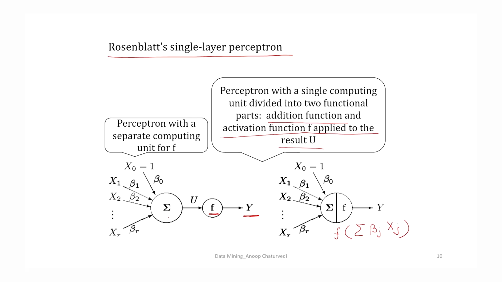Here first you are doing this computation, summation beta j x j, and so you get u equal to summation beta j x j, and then you apply the activation function f u, and ultimately you get the output y. Here, instead of doing these two computations separately, you are directly applying this activation function to summation beta j x j, and then you ultimately get the output y.